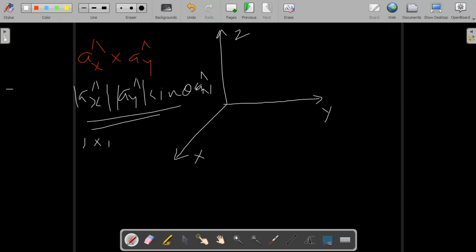We have already explained that Ax cap and Ay cap are separated by an angle of 90 degrees, right? So this becomes sine 90. The angle between Ax and Ay cap is 90 degrees, so sine 90 degrees. Agree? And An cap. What is An cap now? An cap is the normal unit vector to both Ax and Ay. Agree? An cap is a normal vector, right?